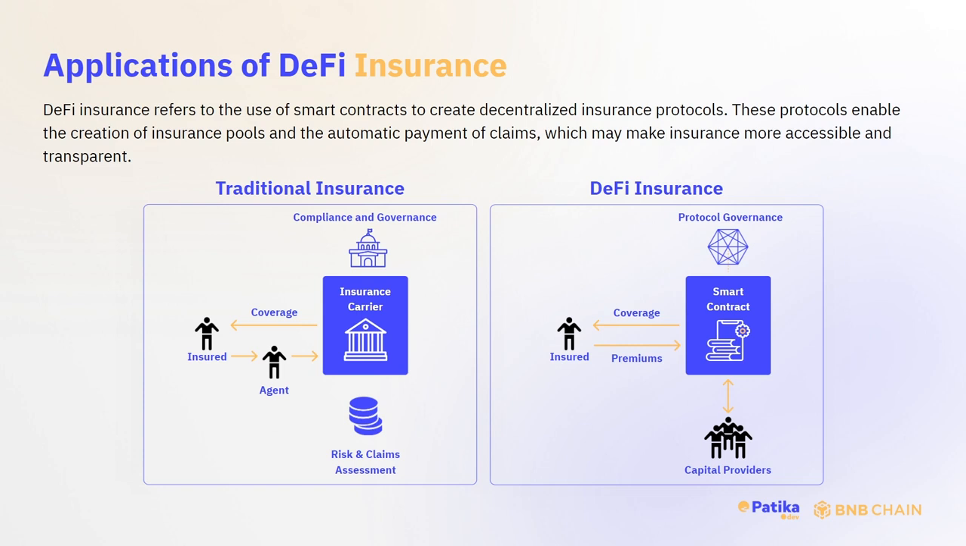Traditional finance, on the other hand, refers to the financial system as it exists today, where financial intermediaries like banks and other institutions play a central role in managing and intermediating financial transactions. This includes things like savings accounts, loans, and insurance policies.